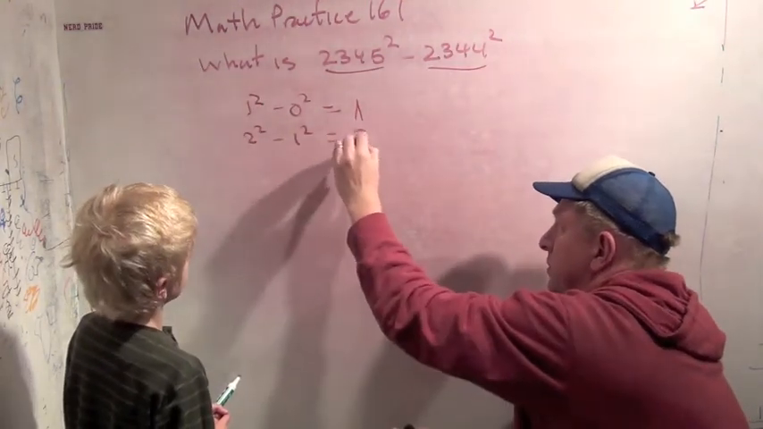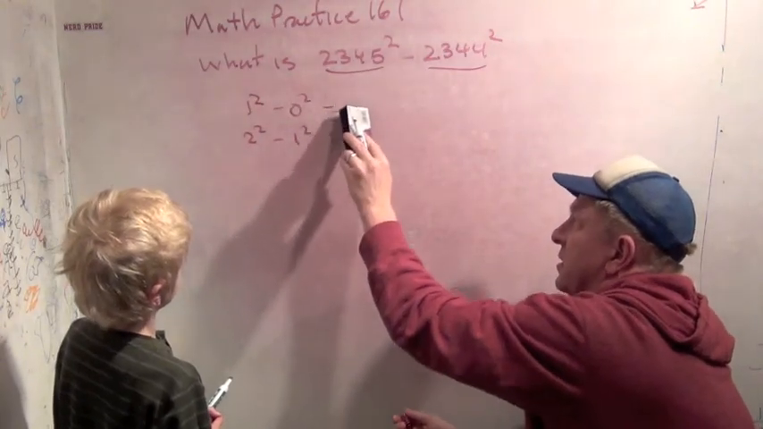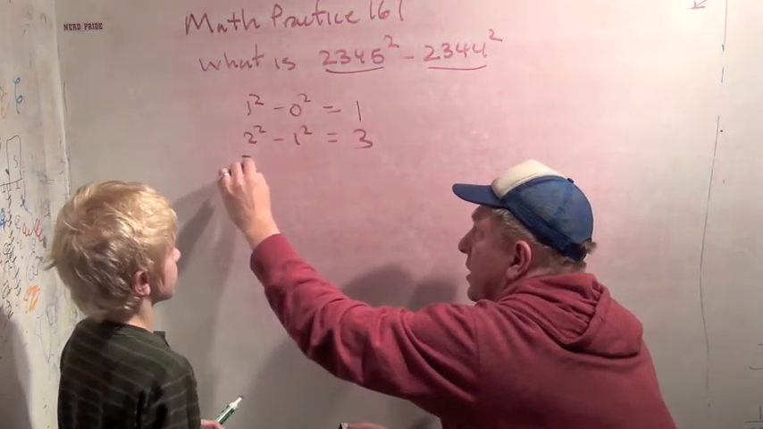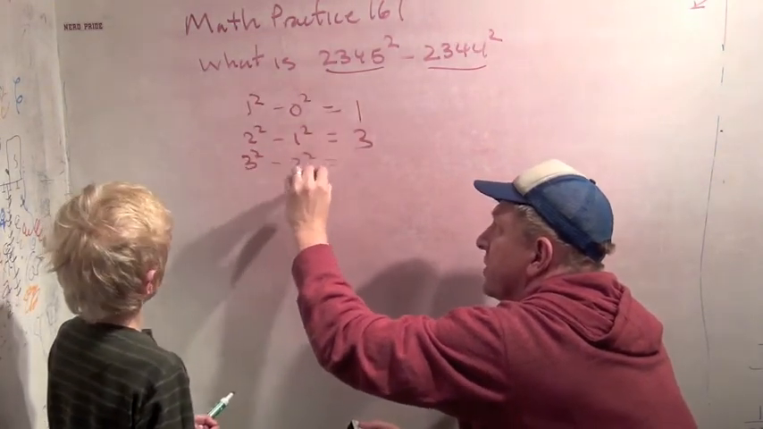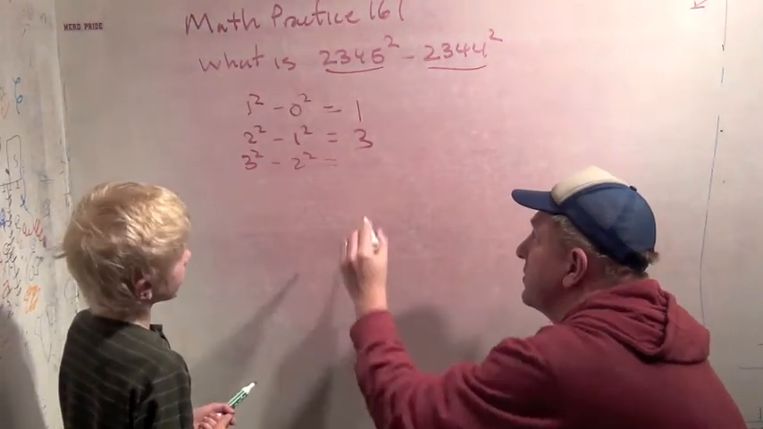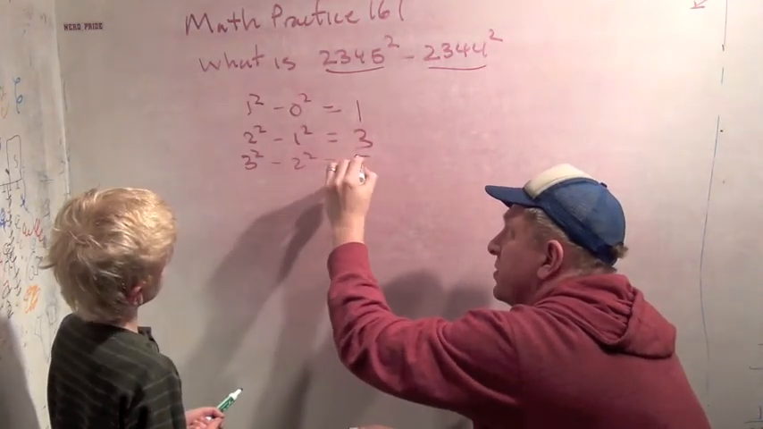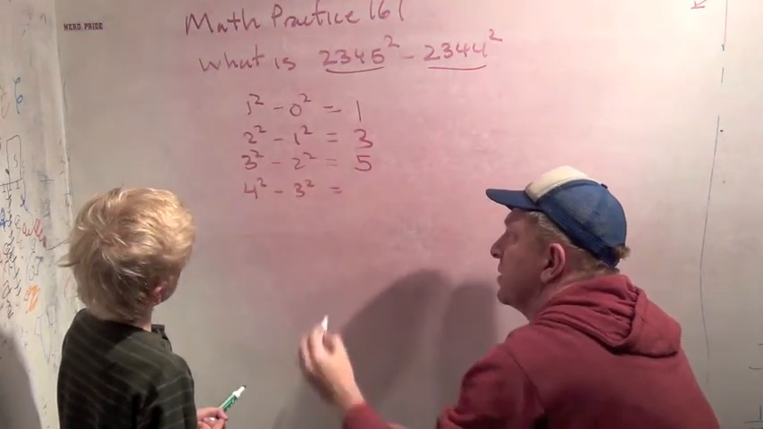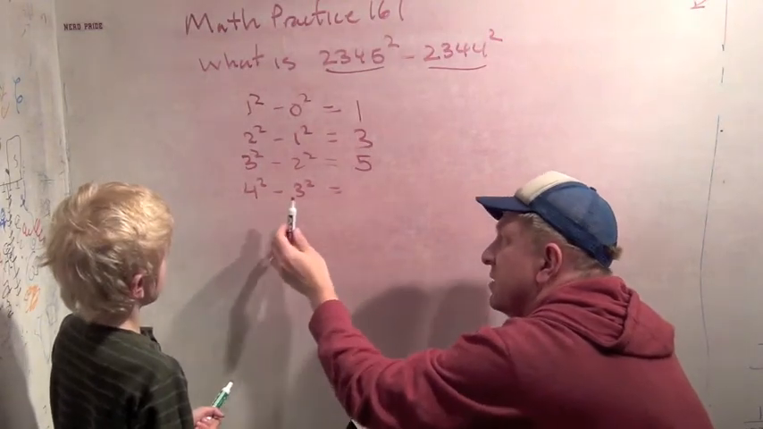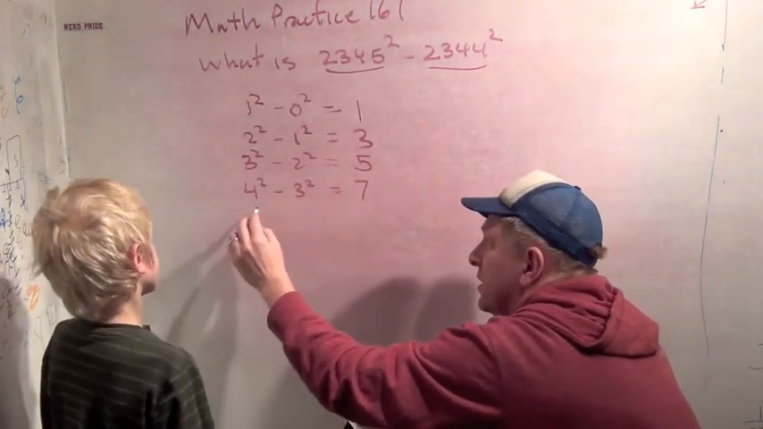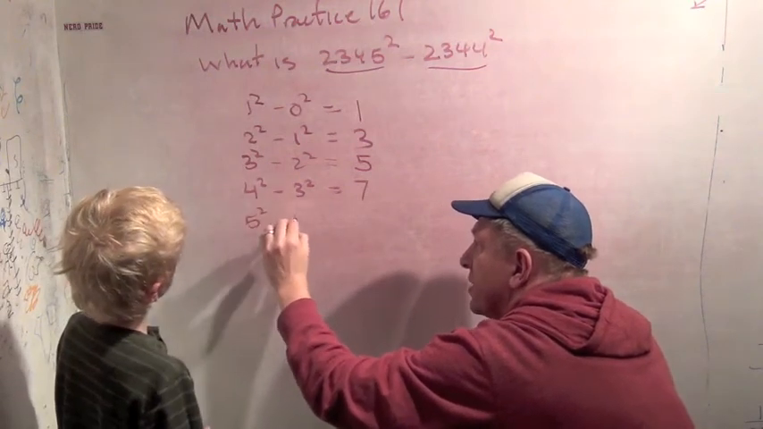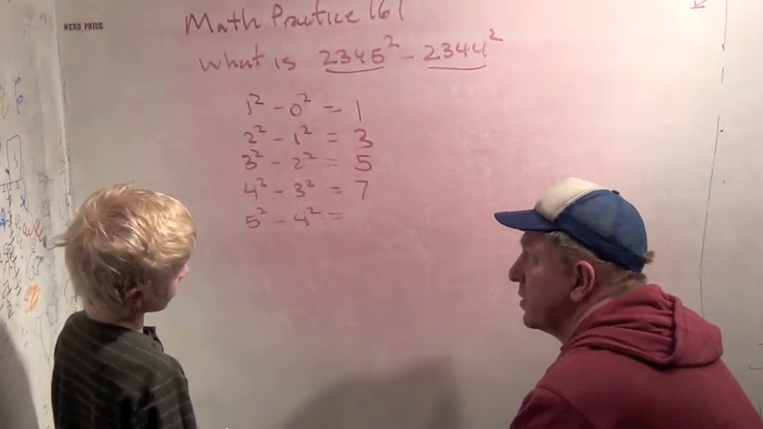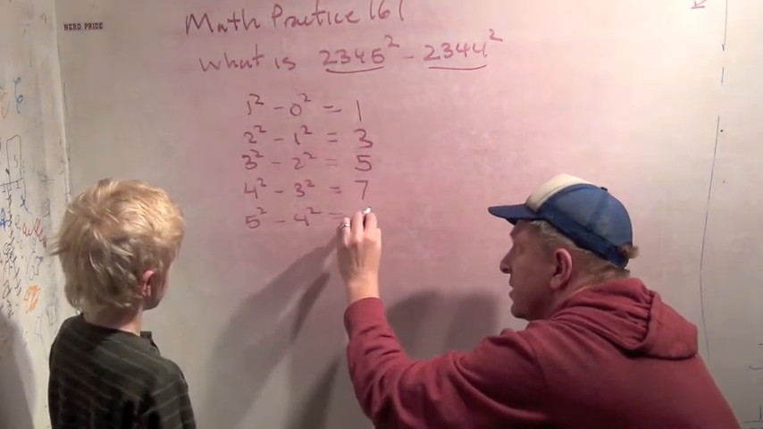3. And how about 3 squared minus 2 squared? It's 5. 9 minus 4, which is 5. And 4 squared minus 3 squared is 7. 16 minus 9 is 7. 5 squared minus 4 squared is 9. 25 minus 16, which is 9.